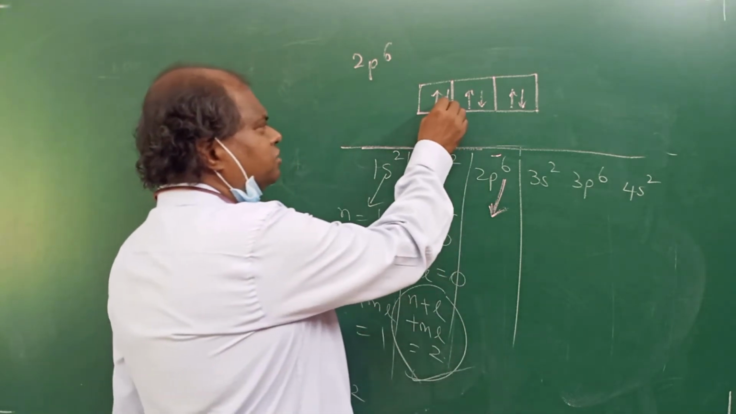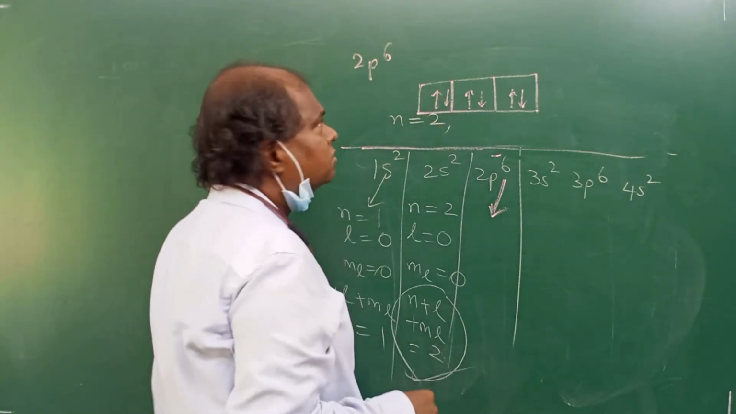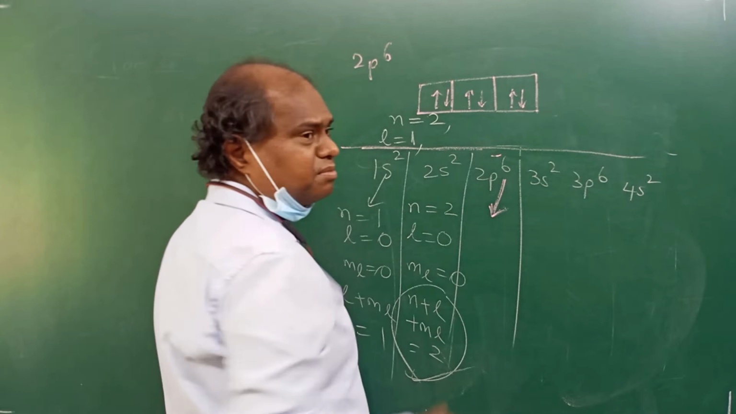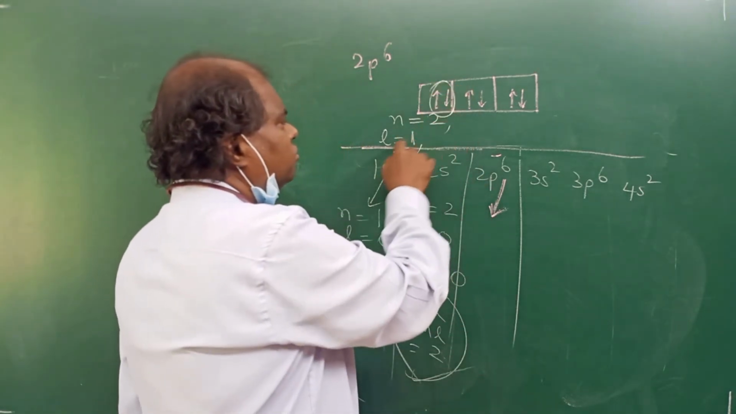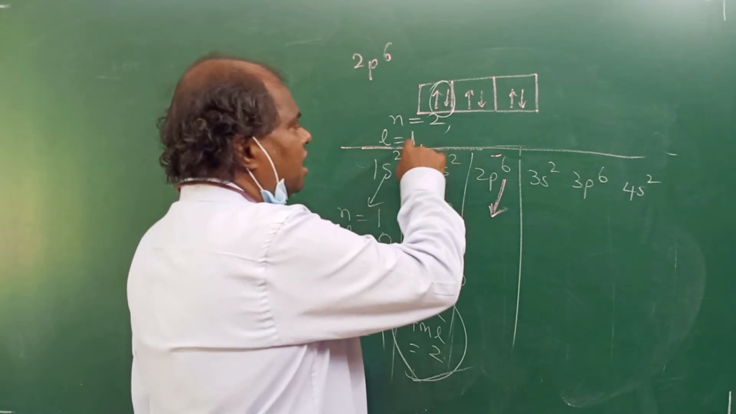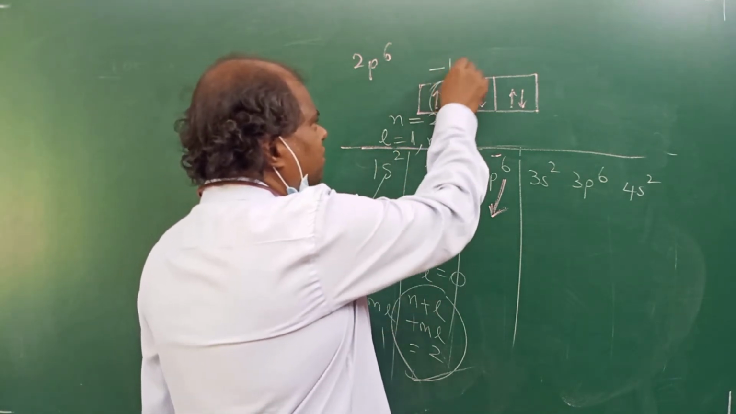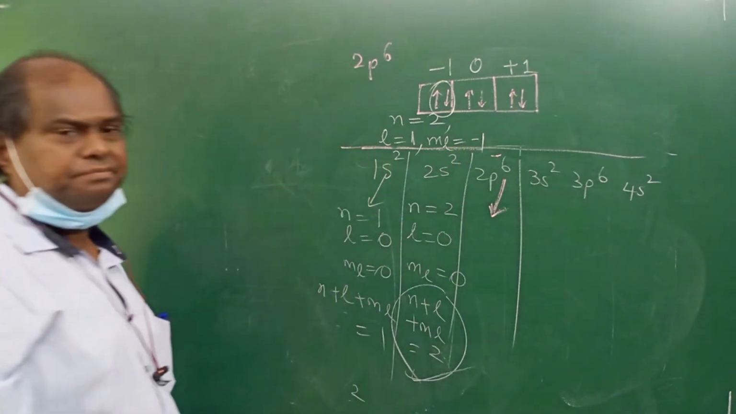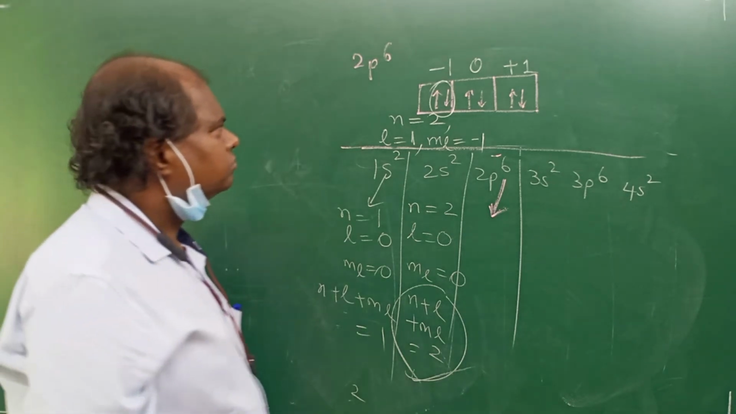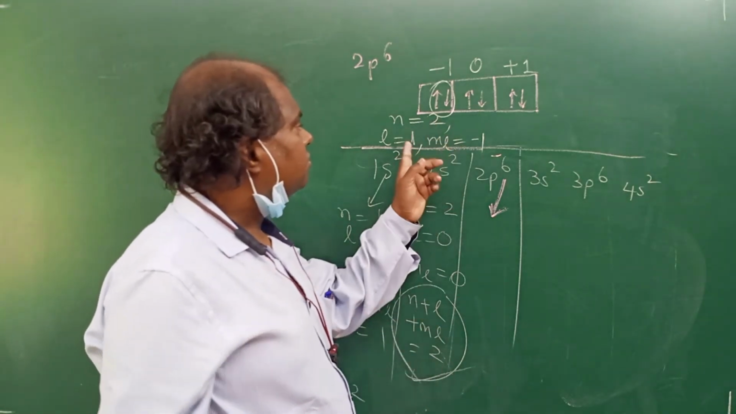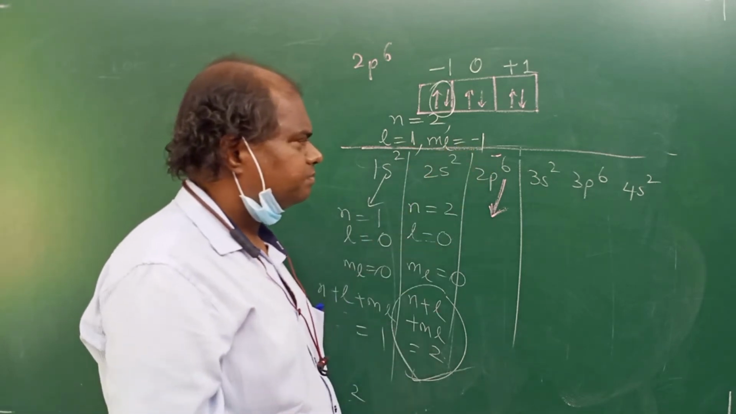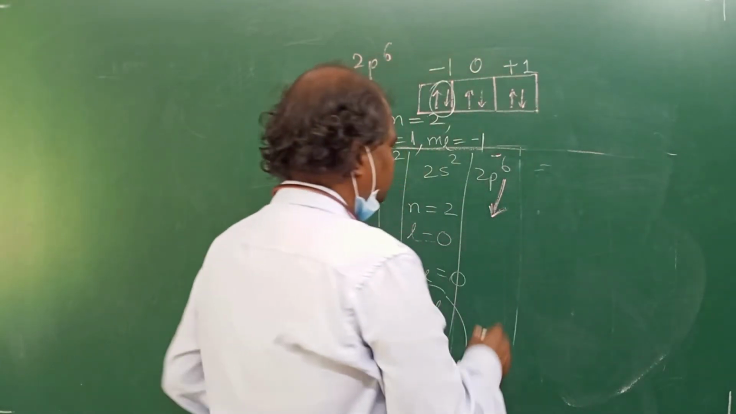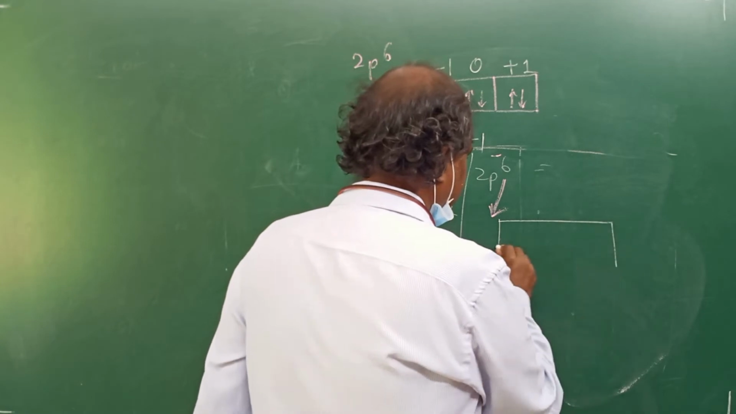Now, what are the n values for this? 2. For 2p6, n is 2, L is equal to 1. For these 2 electrons, I am telling, n is equal to 2, L is equal to 1, p orbital. Now, student, what is Ml? Minus 1, 0, plus 1. So, Ml is equal to minus 1. Just check it up. L is equal to 1, Ml is equal to minus 1. Let me do it here itself. So I'll do it again for you. 2p6 I am taking.